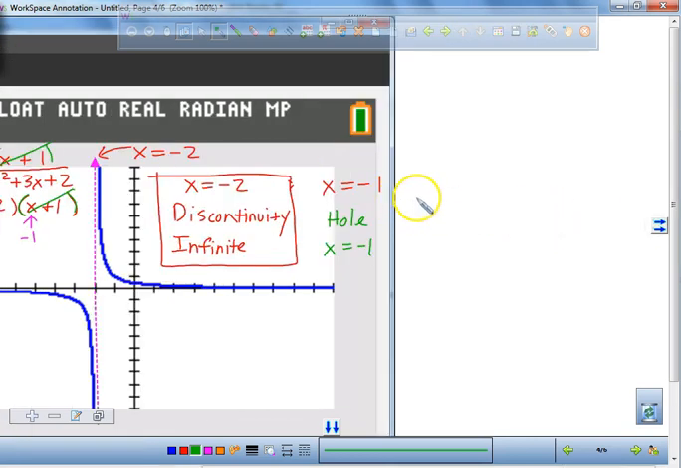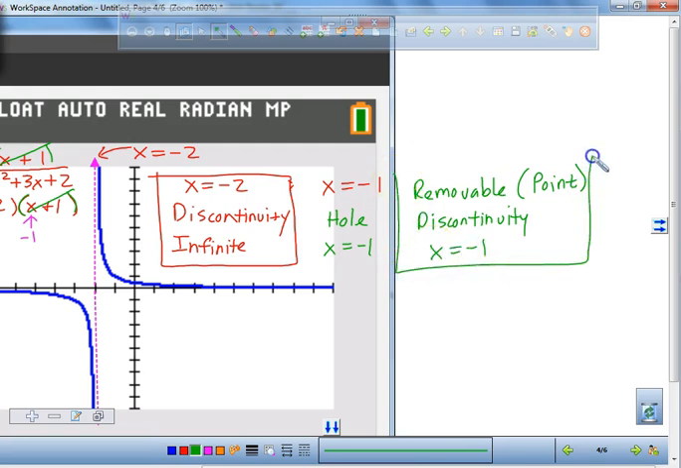So right here, you're going to write, there is removable discontinuity, which is point discontinuity. Okay? I'm just going to put the word point because it's happening at a point. Where? At x equals negative 1. So how many types of discontinuities do we have going on here? We've got 2 different types in the same problem.